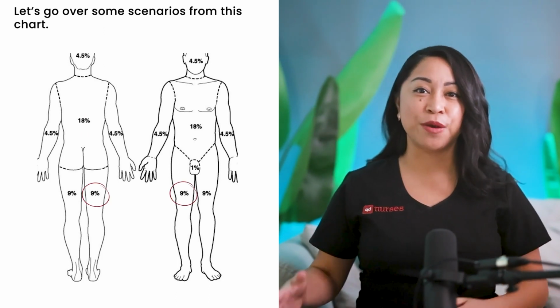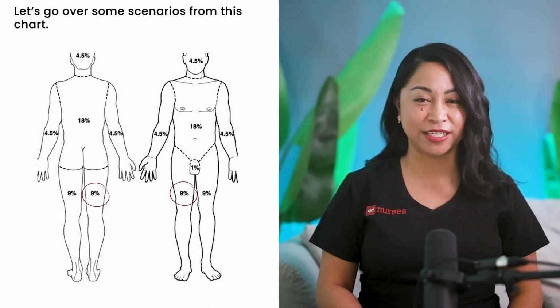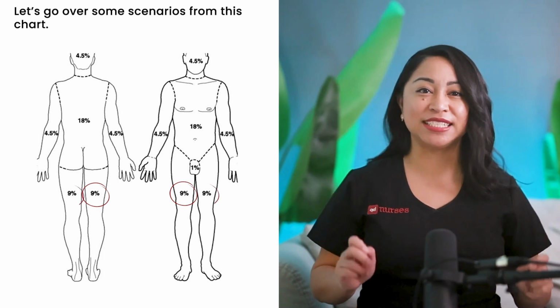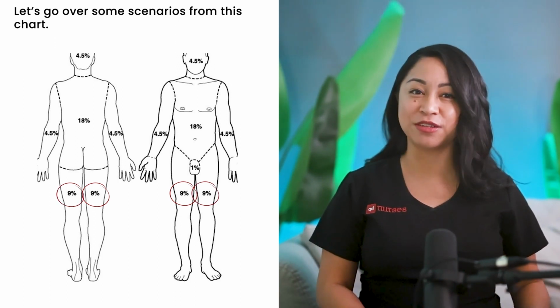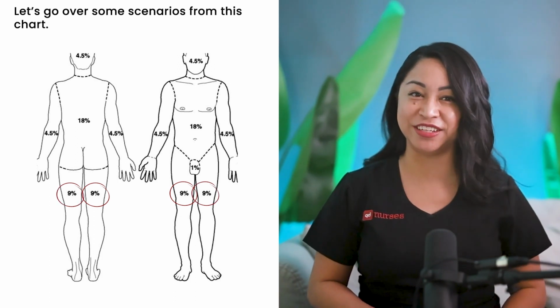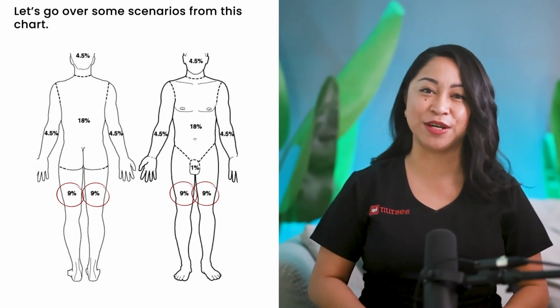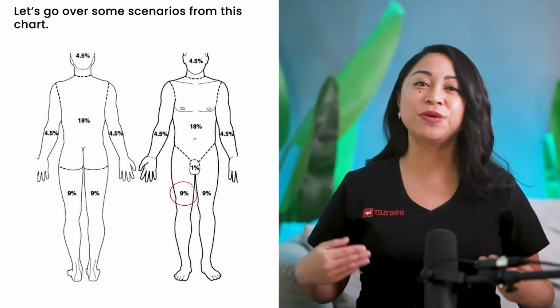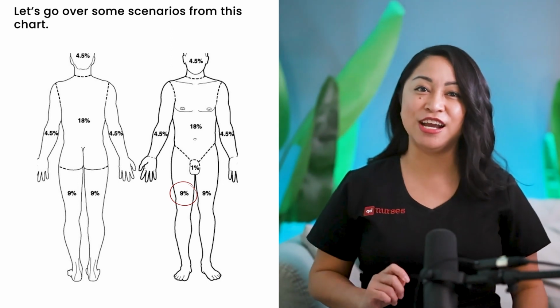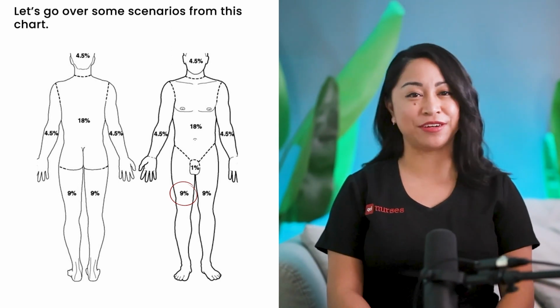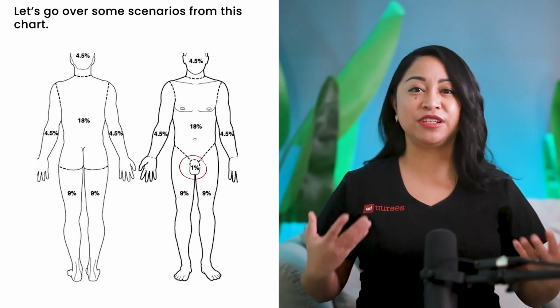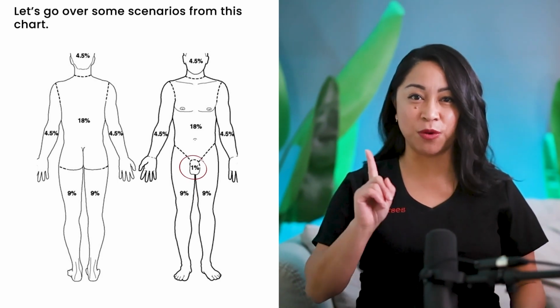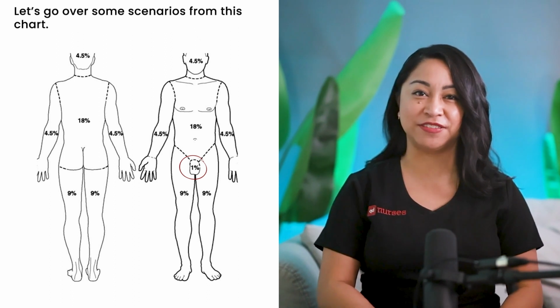Each leg makes up 18% of the body. Now, if both legs have sustained burn, then that would be a total of 36% of the total body surface area. If just the right front leg has sustained burn, then this would equate to 9% of the total body surface area. Then the perineum area makes up 1% of the total body surface area.